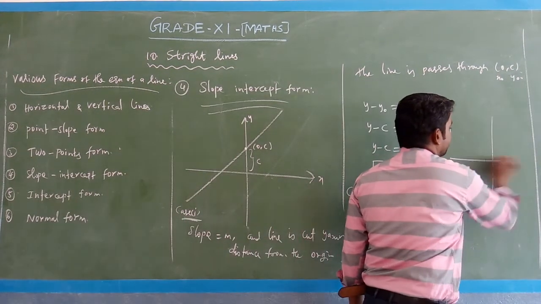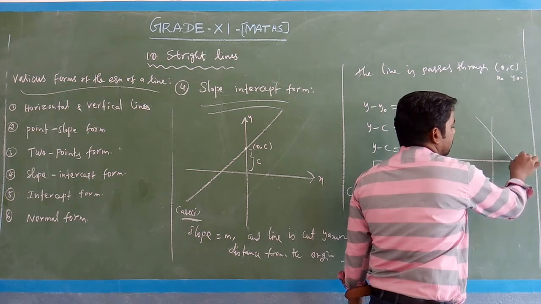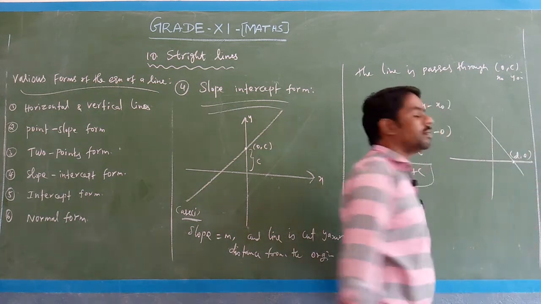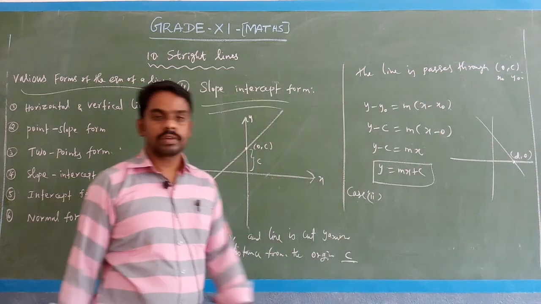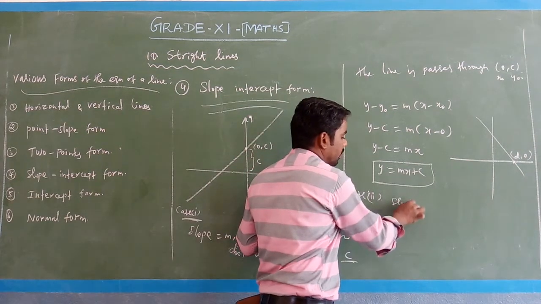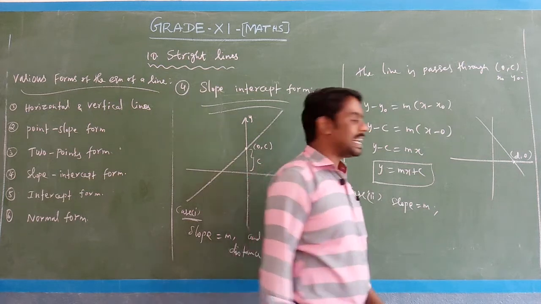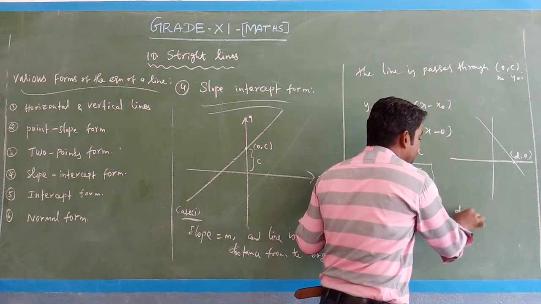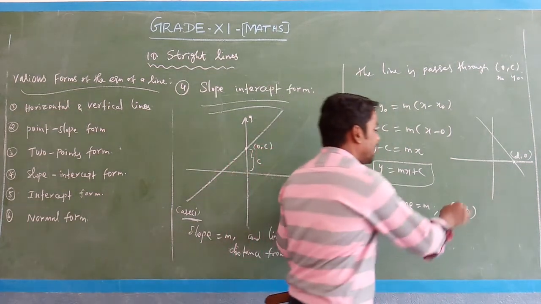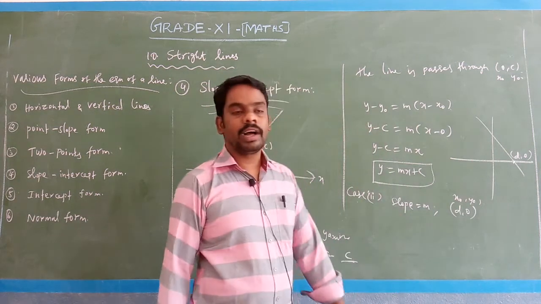So, diagram. This line cuts the x-axis at the point d comma 0. And the slope is m. This line is cut at the x-axis, the point is d comma 0. So this point is called x naught comma y naught.